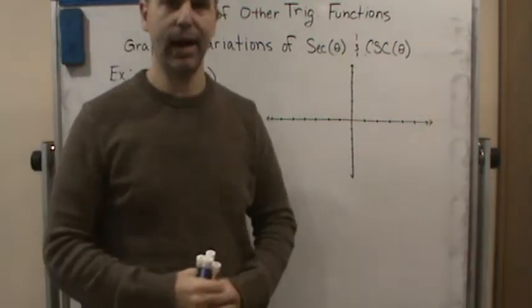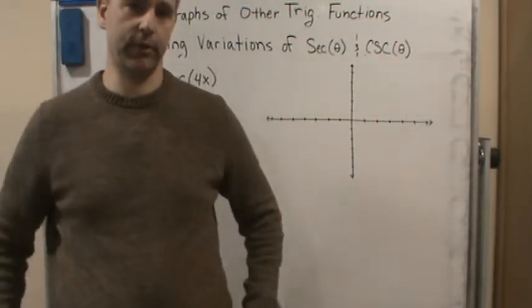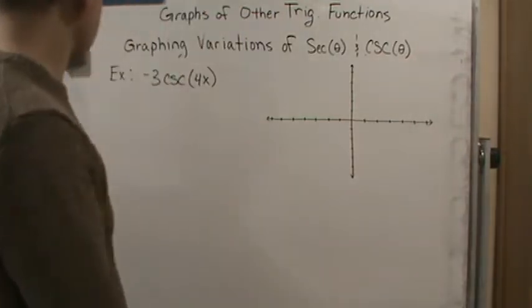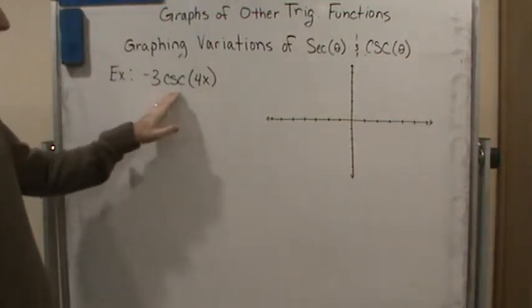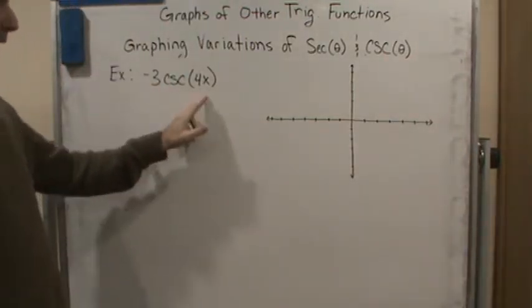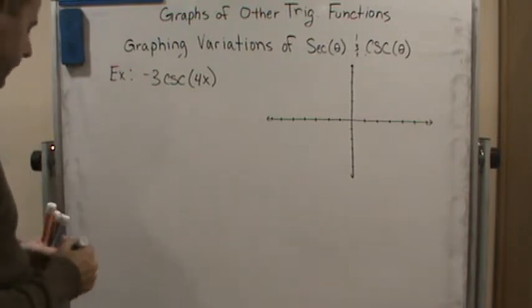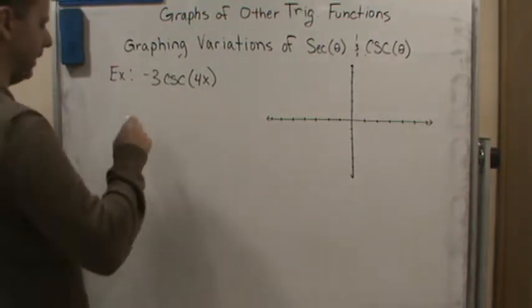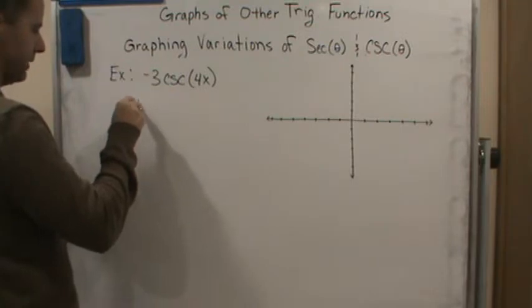Okay, so welcome back. Now we're going to deal with cosecant functions. Looking at this cosecant function here, we have negative 3 cosecant 4x, so we've got our a and b. Immediately we know a is equal to negative 3.